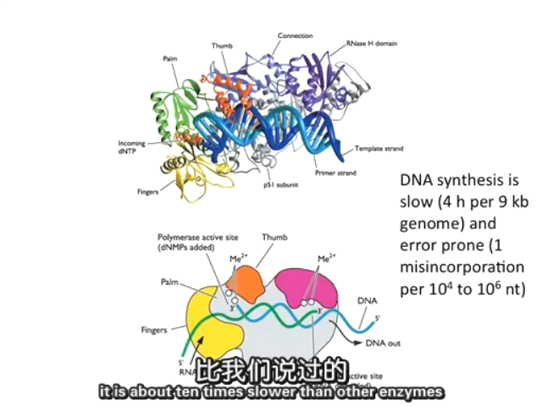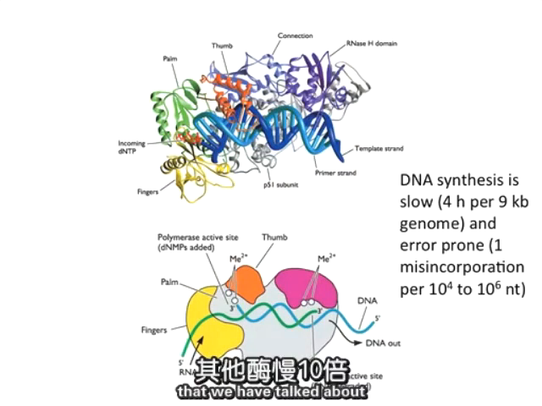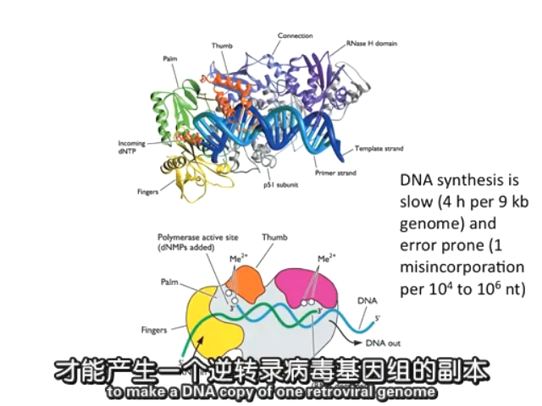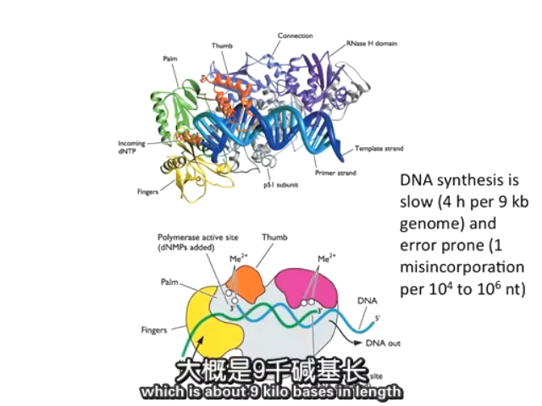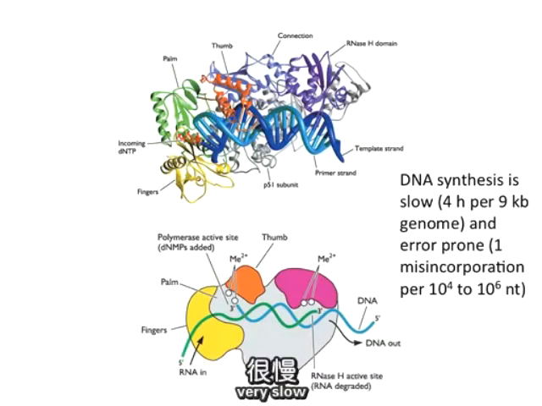It's about 10 times slower than other enzymes that we've talked about. It takes about 4 hours to make a DNA copy of one retroviral genome, which is about 9 kilobases in length. 4 hours. Very slow.